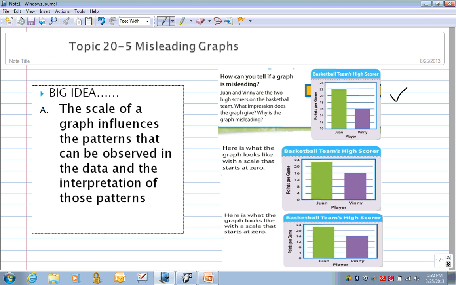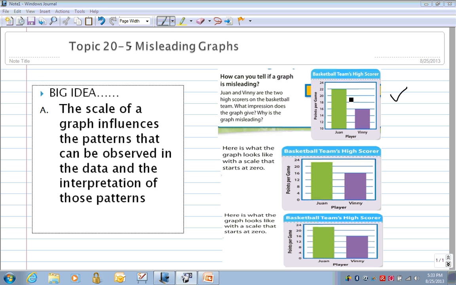Here it shows that Juan and Vinny are two high scorers on the basketball team. What impression does the graph give, and why is it misleading? So I'm going to pause for you to take a good look at that graph and think about those questions. Okay, what you should have noticed just by looking is that it looks like Juan has twice as many points per game as Vinny has, because our bar goes up 1, 2, 3 lines, and Vinny's goes up 3 more from that, 1, 2, 3, so that's twice as many.